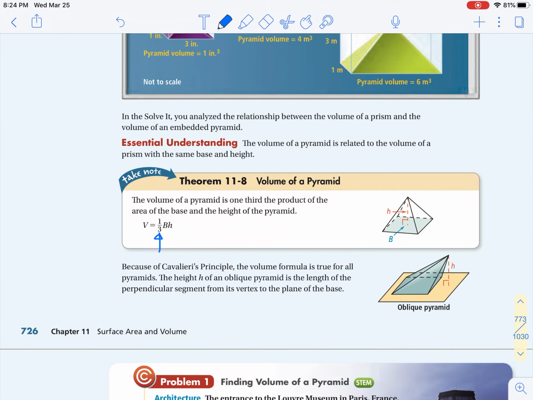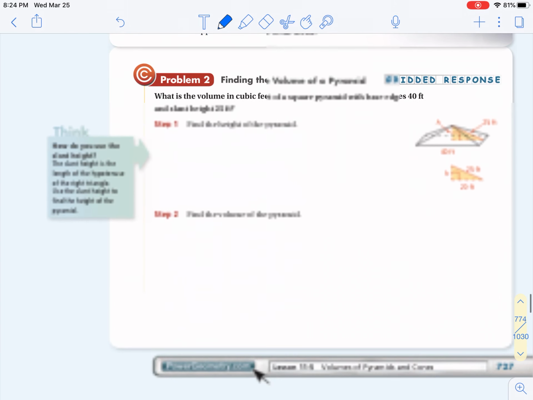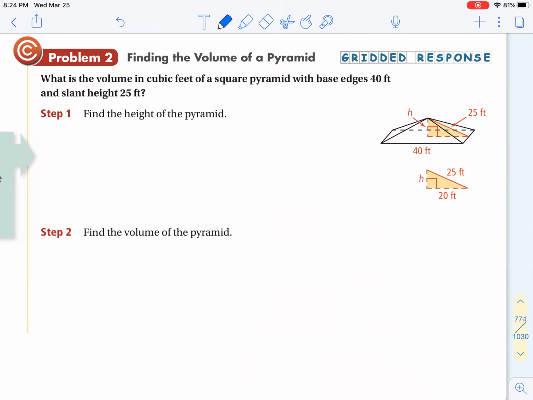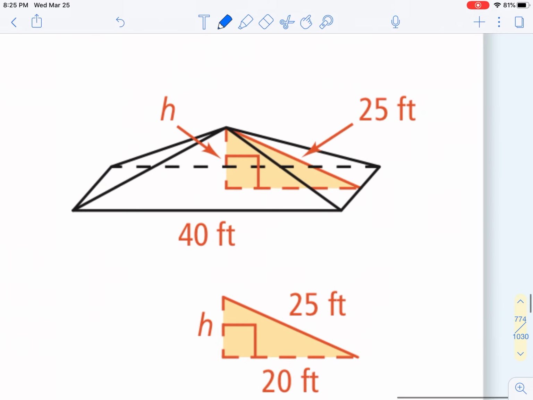Let's take a look at our first example. Actually, I'm going to skip the first example and go to something a little more challenging. It says, what is the volume in cubic feet of a square pyramid with base edges of 40 and slant height of 25? So here's our example. That's our slant height. Remember, the slant height refers to the height of a lateral side, and then we have 40, and this is also 40 here.